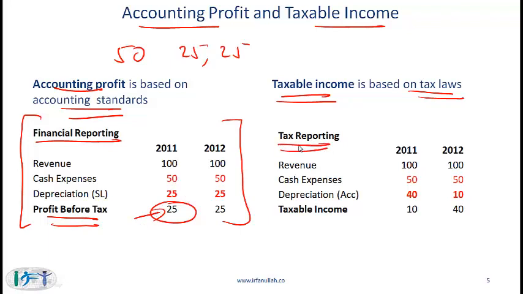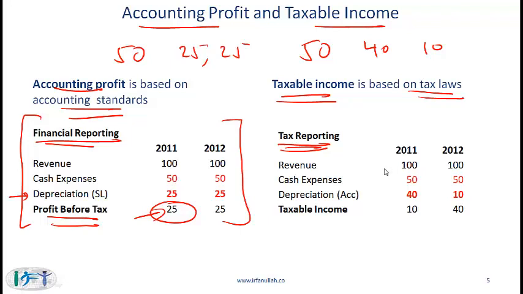On the tax reporting side, this same company is using accelerated depreciation, and let's say the depreciation in the first year is 40, second year is 10. So the only difference over here between financial reporting and tax reporting is in the way the asset is depreciated. Obviously, in the real world, there will be many other elements, but here I'm just picking one item to illustrate a concept. The tax return will show the same revenue.